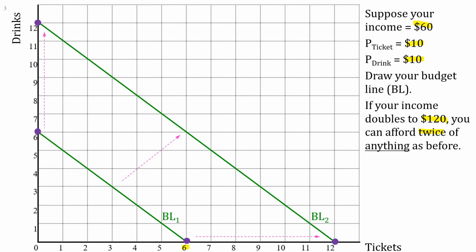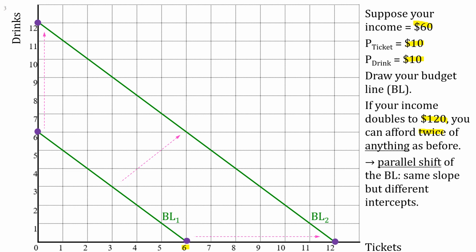All right, so a simple rule, a simple lesson that we find here is that if you have a change of income, then you get a parallel shift of the budget line, and a parallel shift means you have the same slope, but you have different intercepts. So the intercepts, the horizontal and vertical intercepts, are, instead of 6, they're 12, but the slope is the same. All right, so pause here, write down, and draw your graph.